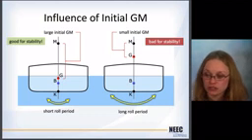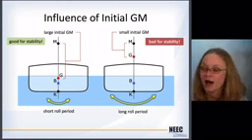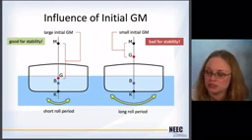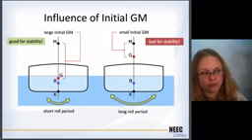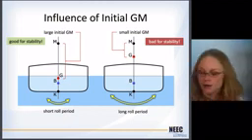However, a large initial GM actually gives you a short roll period. A long roll period comes about from a small initial GM. So even though the small initial GM is bad for stability, it gives you this long roll period, which means the ship's going slowly back and forth, which is kind of nice.